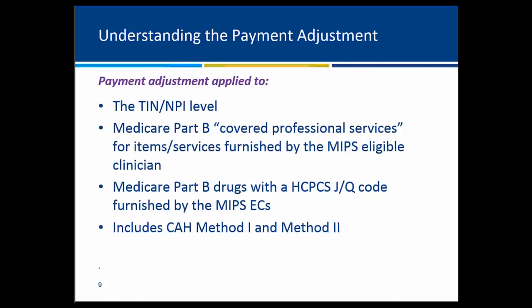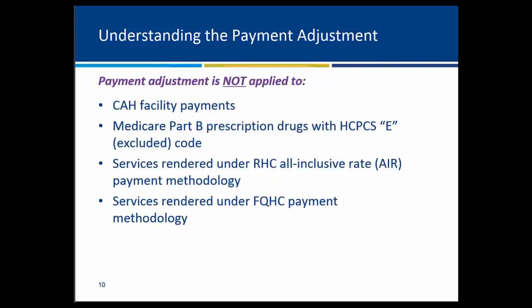It also includes the critical access hospital Methods 1 and 2, those that are billed on a UB form that are considered to be Medicare Part B professional services. But the payment adjustment does not apply to services rendered under the all-inclusive rate payment methodology for rural health clinics. It doesn't apply to the critical access hospital facility payments, and it doesn't apply to FQHC payments.